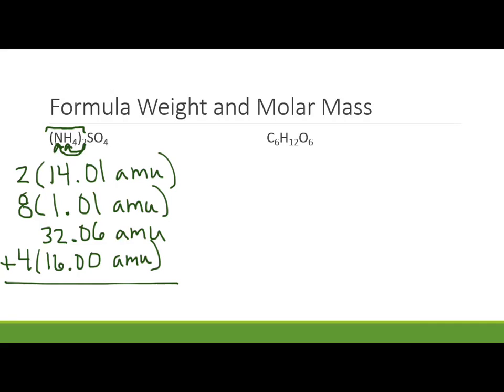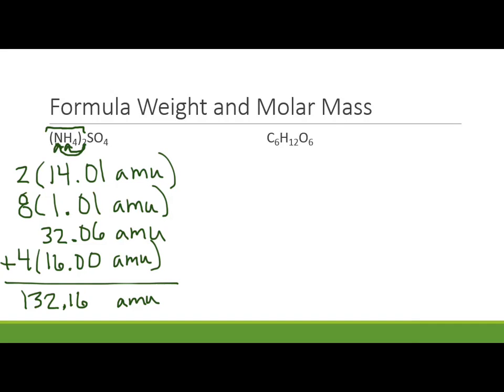2 times 14.01 plus 8 times 1.01 plus 32.06 plus 4 times 16. Looks like 132.16 AMUs. Okay, looking at sig figs, notice that this is an addition problem, and all of our numbers have 2 decimal places, so we can have 2 decimal places in our final answer. So let's move on to this one.